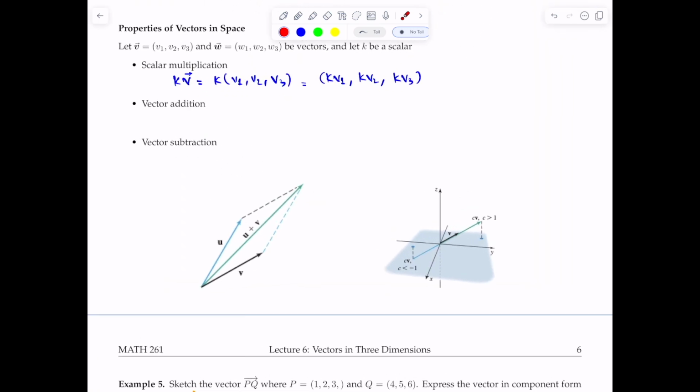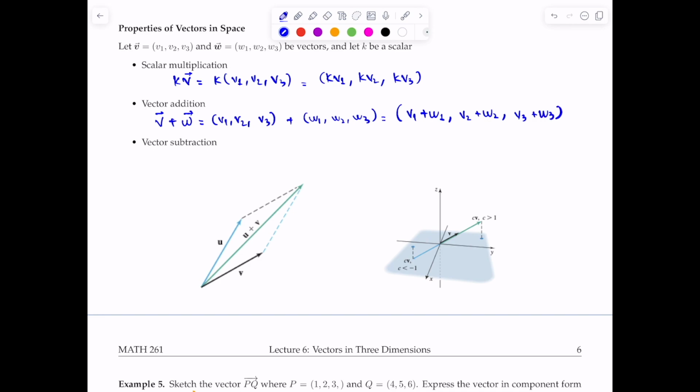You can perform vector addition as follows. You add two vectors together, so v plus w is equal to v1, v2, v3 plus w1, w2, w3. And you perform it component-wise. That means the first components get added together, the second components get added together, and the last components get added together, and we get the result as v1 plus w1, comma, v2 plus w2, comma, v3 plus w3.